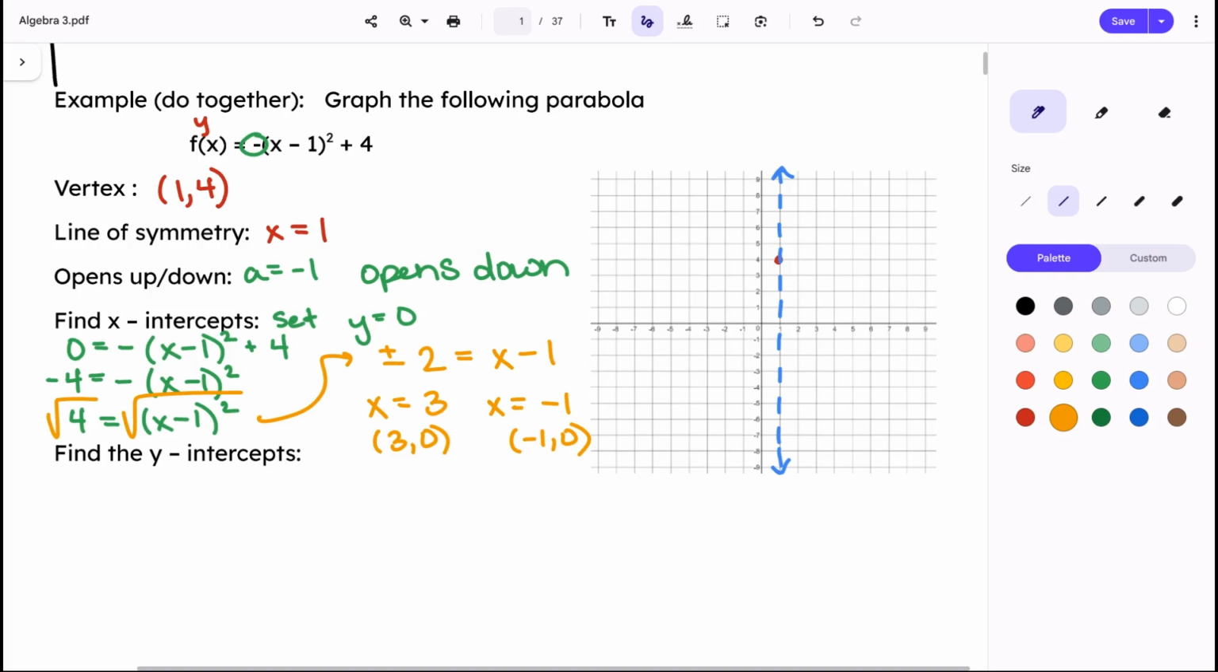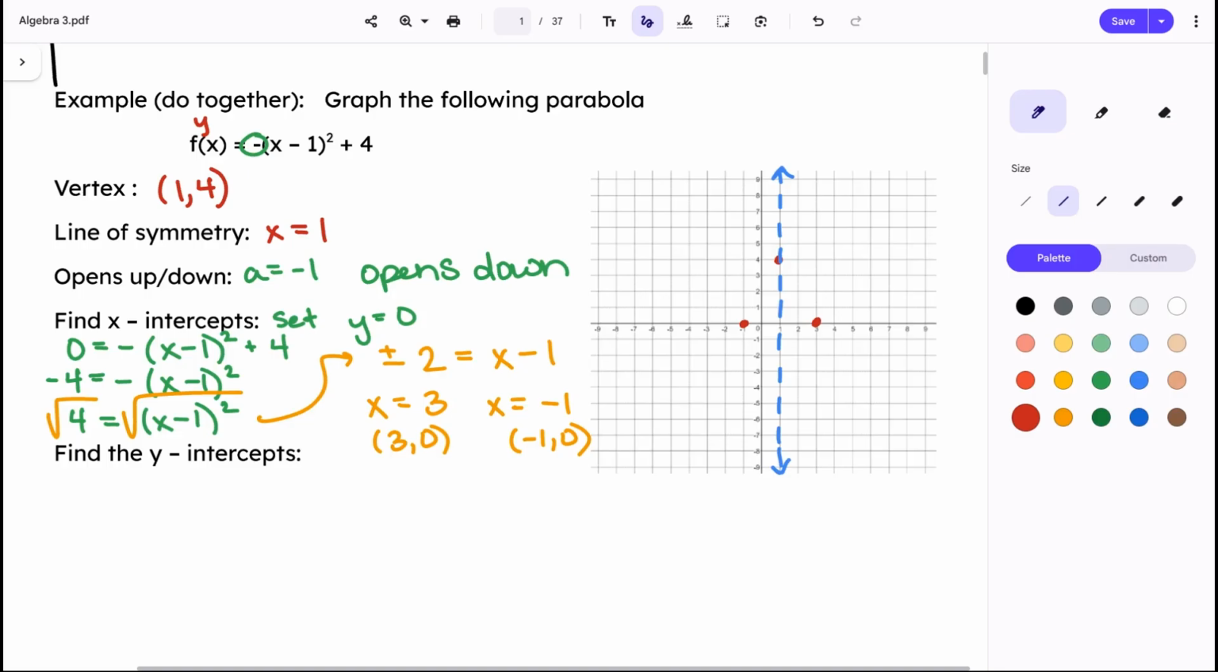So now I'm going to graph these 2 points over here. So I've got one at 3, 0, and one at negative 1, 0. If you look at those in relation to that dotted line, they should be symmetric from each other. They're both 2 spaces away from that dotted line there, so it's looking good so far.